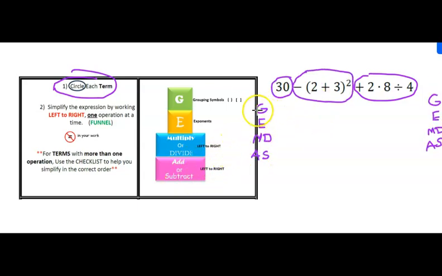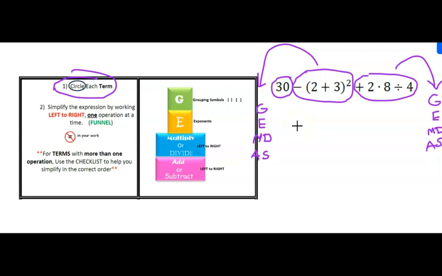So I recommend you write GEMDAS down, the order of operations that we're going to follow to clean up these terms here. Write that down for this term, so you can check them off as you go. And for this term, just write them off to the side and use them as a guide.